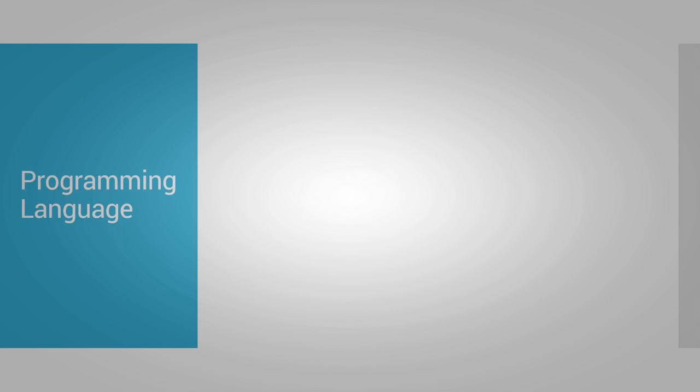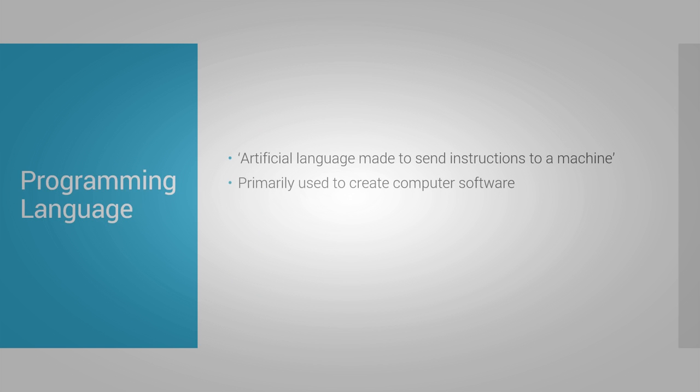So what we're going to be learning first off in this series, the first 20 or so tutorials, is something called a programming language. Now, I believe the official Google definition of a programming language is an artificial language made to send instructions to a machine. A programming language is primarily used to create computer software. The most popular programming languages that I managed to pick out were C, C#, C++, Objective-C, Java, and Python.